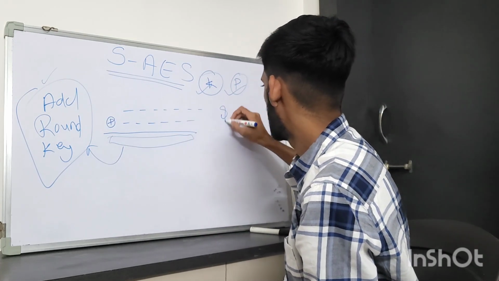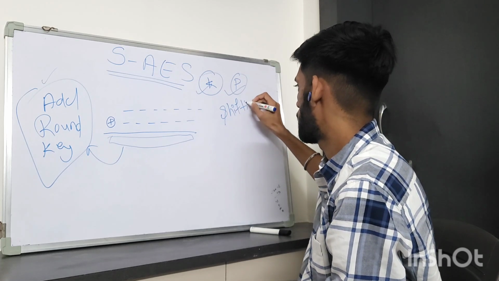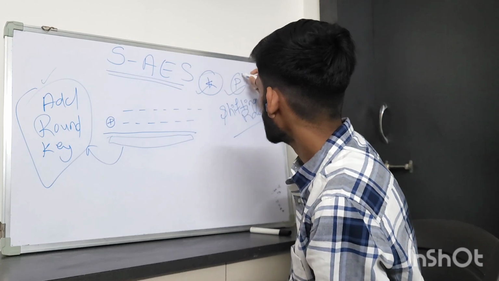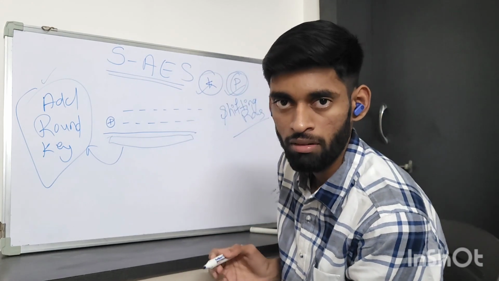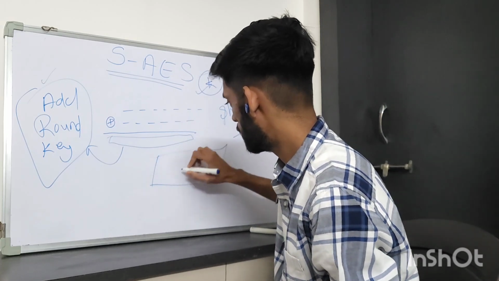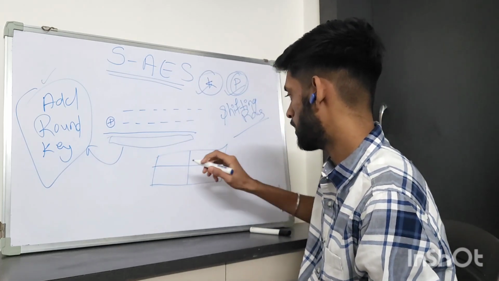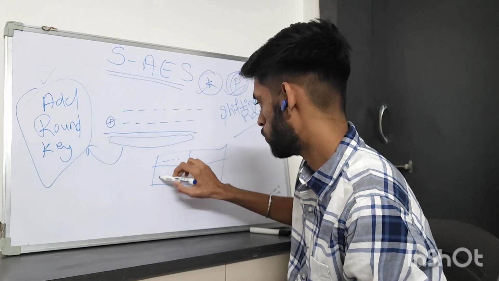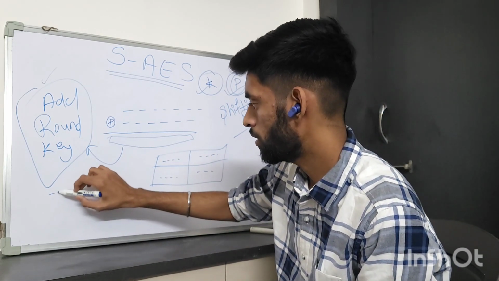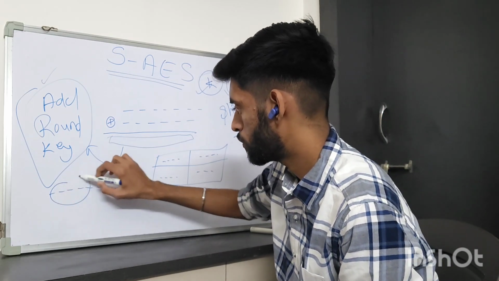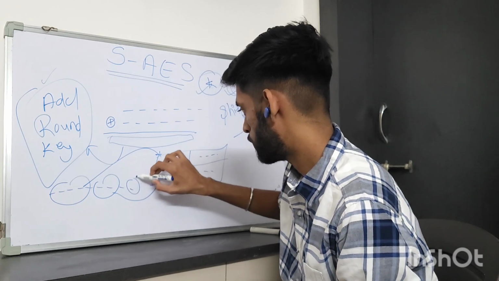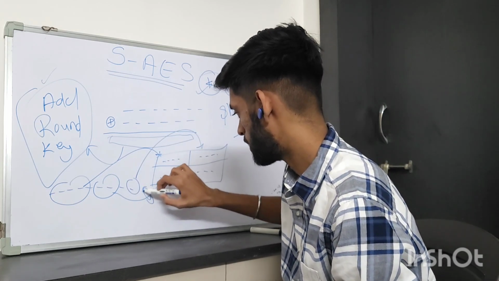Next one is shifting rows. Whatever plain text we have, we represent it as a matrix of 2 cross 2 like this. It is a 2 cross 2 matrix with 4 bits in each cell. For example, 16 bits are there like this: the first 4 bits will be here, the next 4 bits here, the next 4 here, and the remaining 4 here.